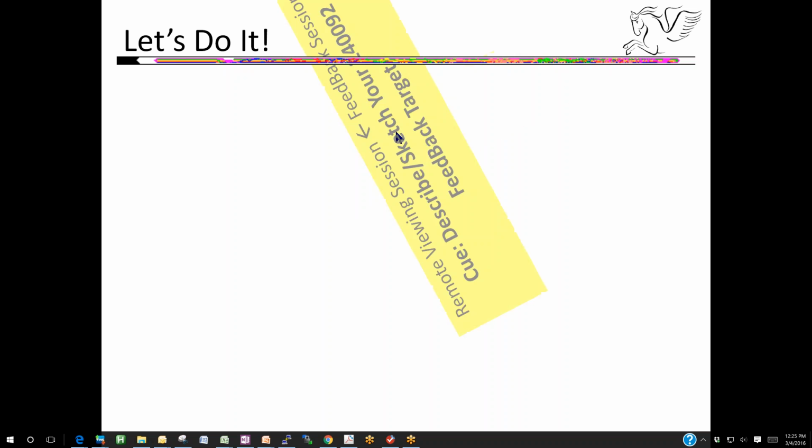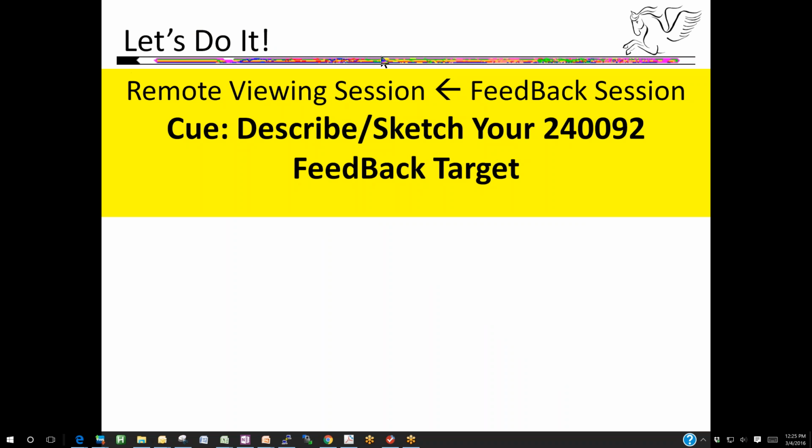Okay, so let's do it. Remote viewing session. Now we're getting into the mindset, which we know is the key to ARV. All that matters is connecting up with your feedback session. Your cue is going to be: describe and sketch your 240092 feedback target. Why don't you get out some pencil, pen, paper, and on the upper right, put your name and the time, and in the center at the top, it's pretty conventional now to put that number, 240092.